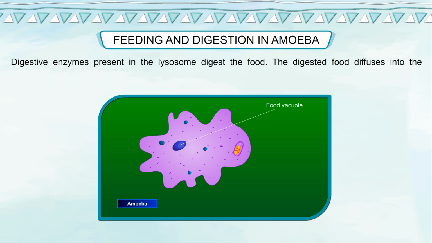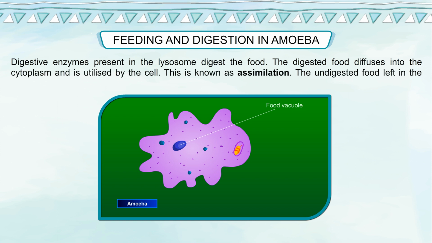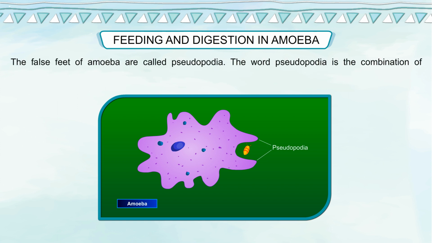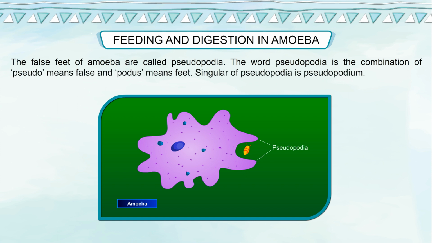Digestive enzymes present in the lysosome digest the food. The digested food diffuses into the cytoplasm and is utilized by the cell. This is known as assimilation. The undigested food left in the food vacuole is thrown out of the body. This is known as egestion. The false feet of amoeba are called pseudopodia. The word pseudopodia is the combination of pseudo meaning false and podas meaning feet. Singular of pseudopodia is pseudopodium.